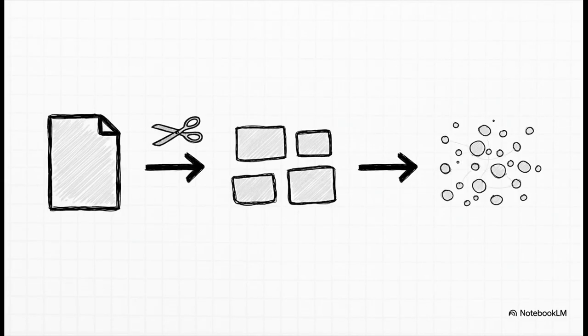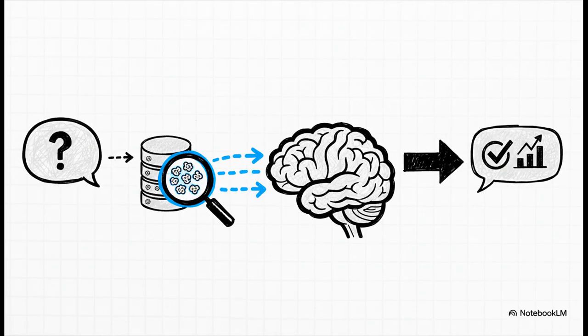Okay, once the data is in, it gets split up and then embedded. Now, embedding is just a fancy word for turning text into a list of numbers, a vector. But here's the key. These numbers capture the semantic meaning of the text. It's what allows the computer to understand that king is similar to queen in a way it's not similar to bicycle.